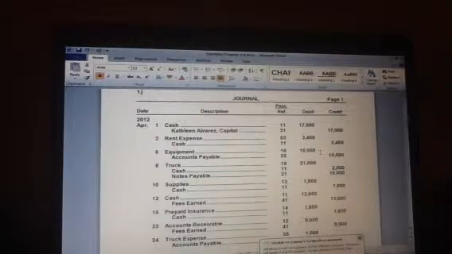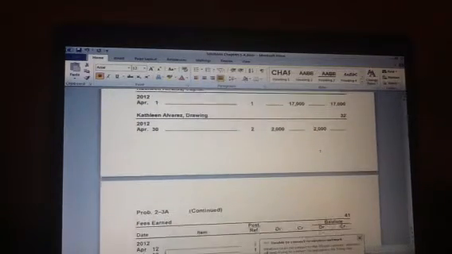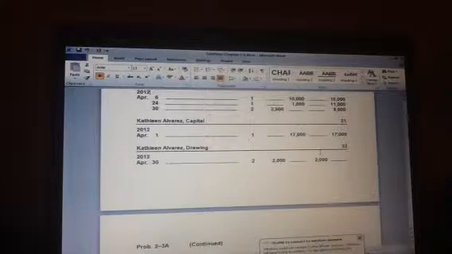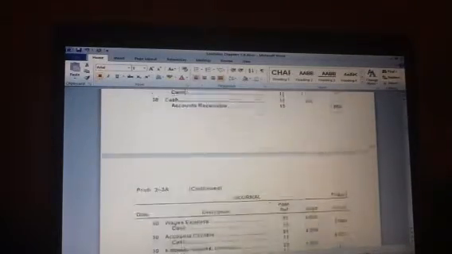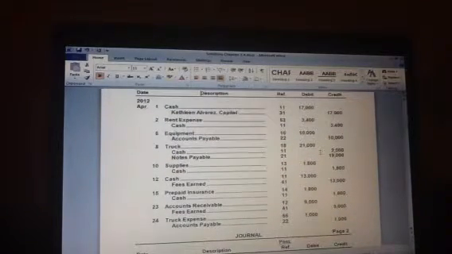Then you go to the next line, Kathleen Alvarez Capital. We credited that account for $17,000. So you go to the ledger and you look for the account Kathleen Alvarez Capital. And here it is. So again, you'll write April the 1st. You don't write anything in the item column. The posting reference is 1 because that came from the journal page 1. And we're going to write a credit of $17,000, and then the balance in that account now is also a credit balance of $17,000. Kathleen Alvarez Capital is account number 31, so you go back to the journal, and in the posting reference column, you put a 31.